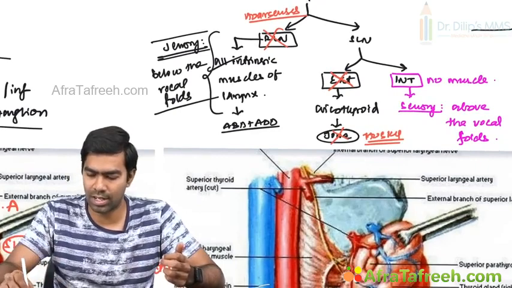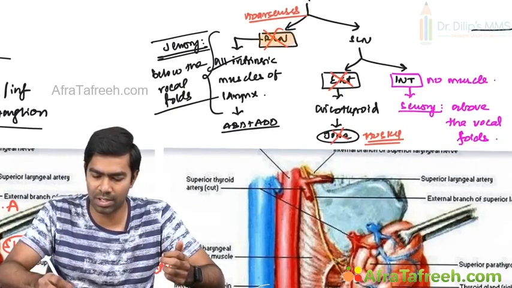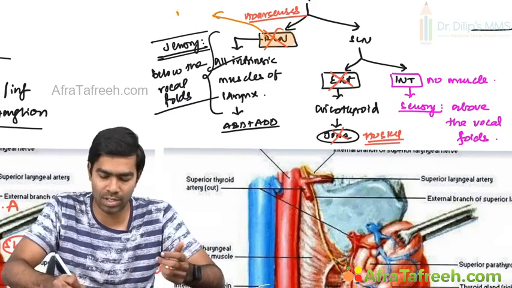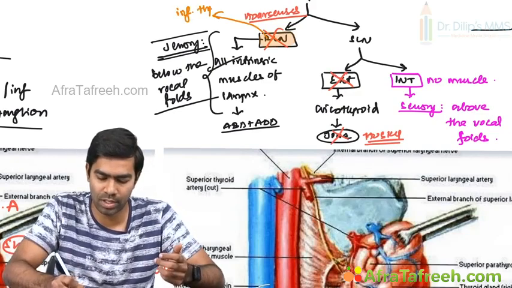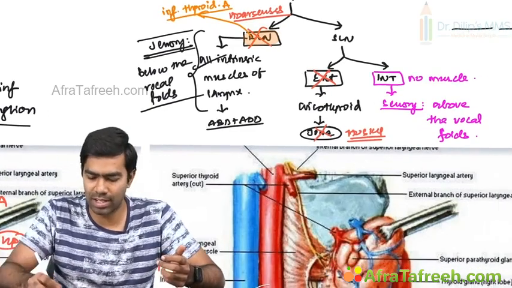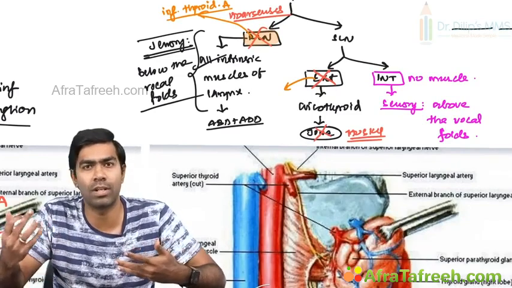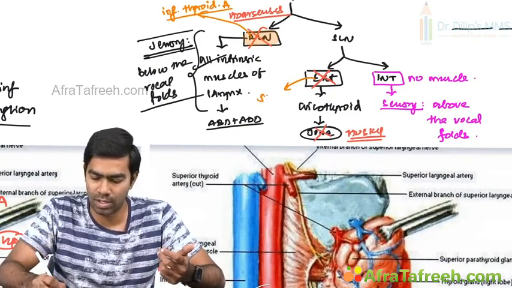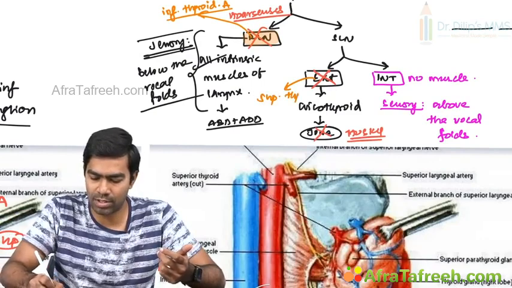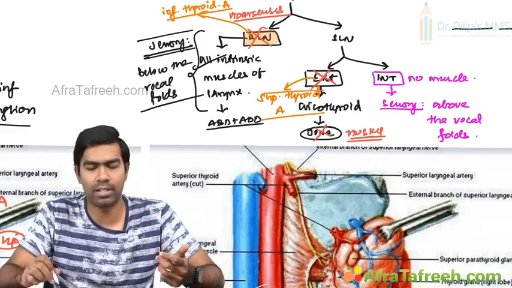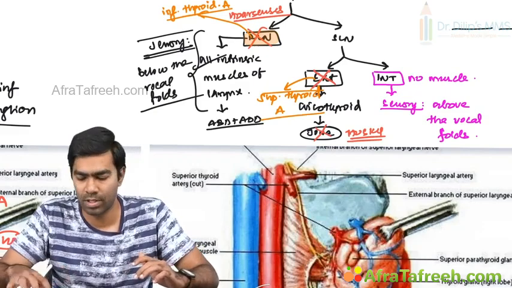Remember, this recurrent laryngeal nerve is usually damaged near the inferior pole of the thyroid, because it has its close relationship with the inferior thyroid artery. Similarly, this external laryngeal nerve has a close relationship with the superior pole of the thyroid and the superior thyroid artery. So that's why it can be damaged during thyroid surgeries when you are manipulating the superior thyroid artery.